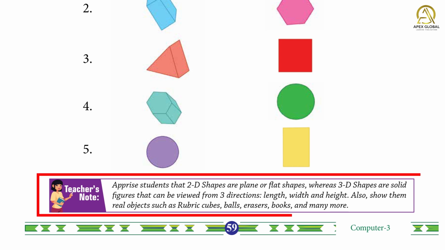Teacher's note: apprise students that 2D shapes are plane or flat shapes, whereas 3D shapes are solid figures that can be viewed from 3 directions: length, width, and height. Also show them real objects such as Rubik's cubes, balls, erasers, books, and many more.